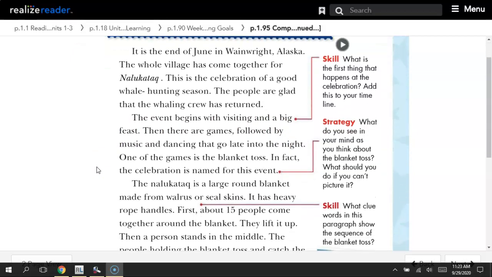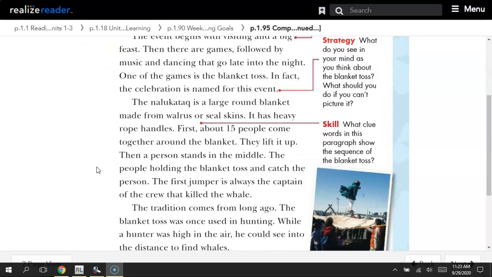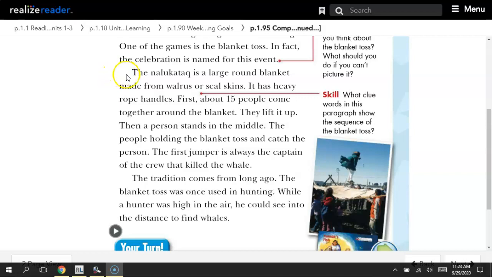Now this next part, I would like you to visualize. I want you to picture it in your mind. Here we go. The Nalukataq is a large round blanket made from walrus or seal skins. It has heavy rope handles. First, about 15 people come together around the blanket. They lift it up. Are you visualizing it? Then a person stands in the middle. The people holding the blanket toss and catch the person.